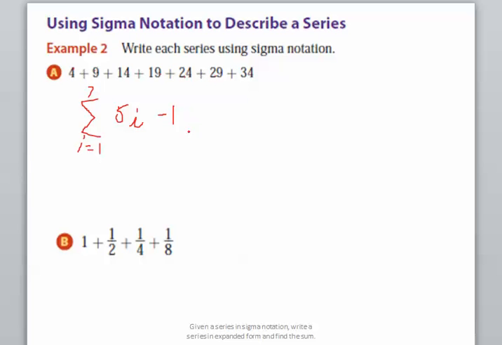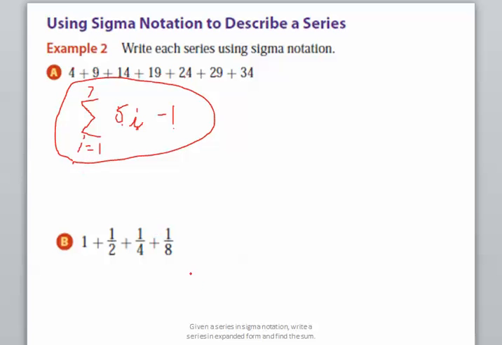I would get each one of these terms because, let's see here, 1 times 5 is 5 minus 1 is a 4. So put a 2 in there. 5 times 2 is 10 minus 1 is a 9. Put a 7 in there. 35 minus 1 is a 34. I get each one of those terms. This would be how I would write this in sigma notation.